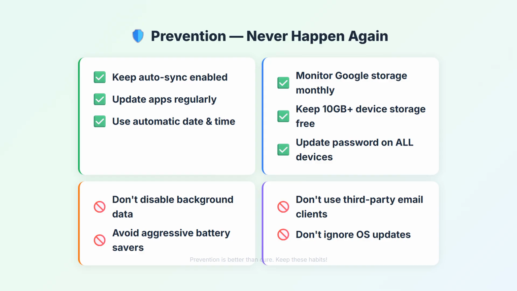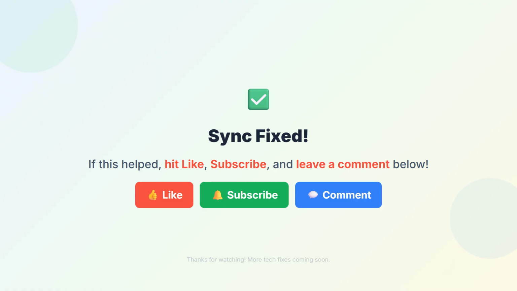To prevent sync errors from happening again, always keep auto-sync enabled. Update your apps regularly. Use automatic date and time. Monitor your Google storage monthly. Keep at least 10 gigabytes of free device storage, and never disable background data for Google apps. That covers everything you need to fix Google account sync errors.